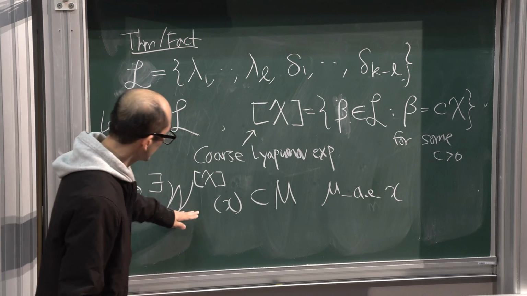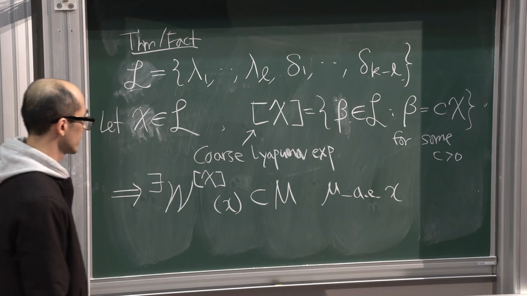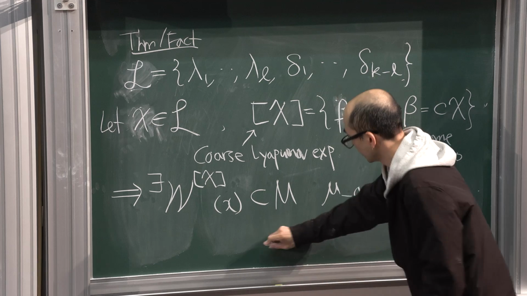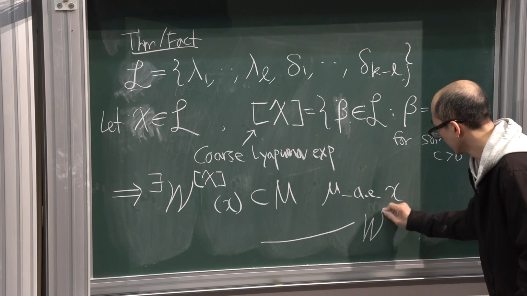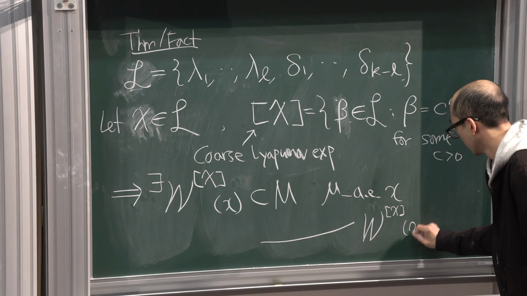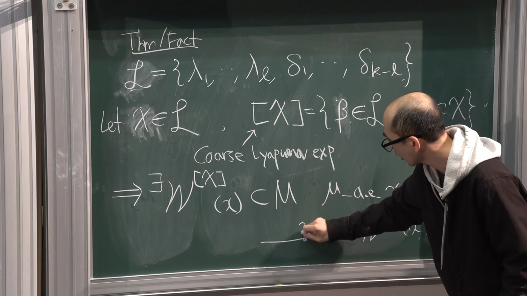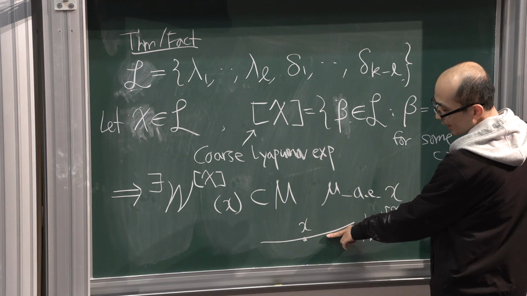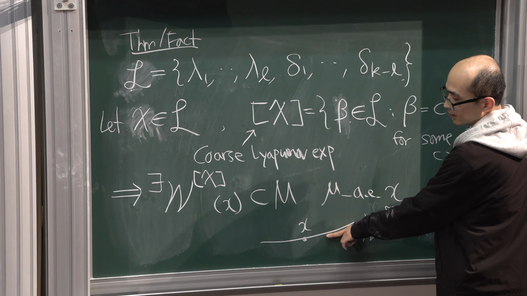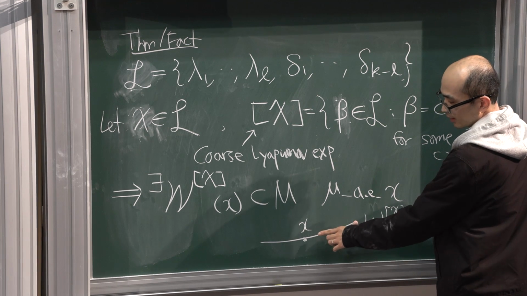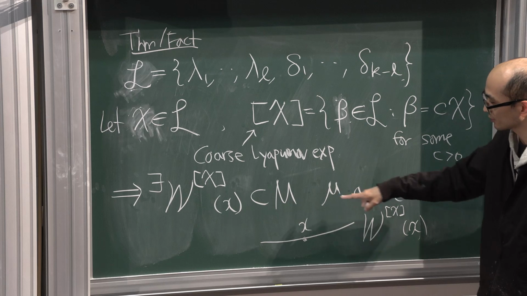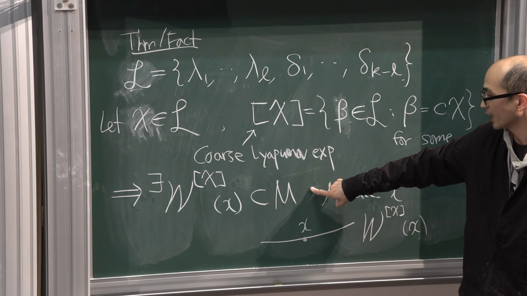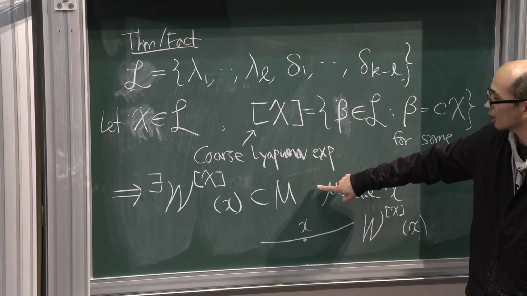for mu almost every x, an immersed manifold. So if you choose almost every point, then actually you can find an immersed leaf on the manifold. I think I will start from here next time, and this is somehow okay.